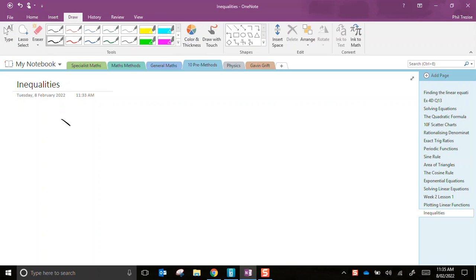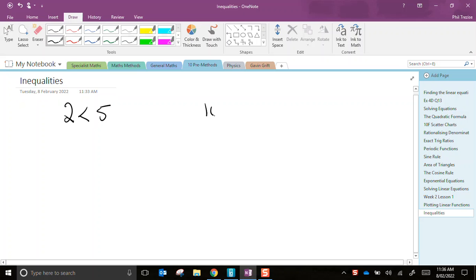Things like 2 is less than 5, that's an inequality. These are things that are not equal. And the symbol in the middle is read as "is less than". On the other hand, we could have something like 10 is greater than negative 4. Now inequalities could also involve pronumerals.